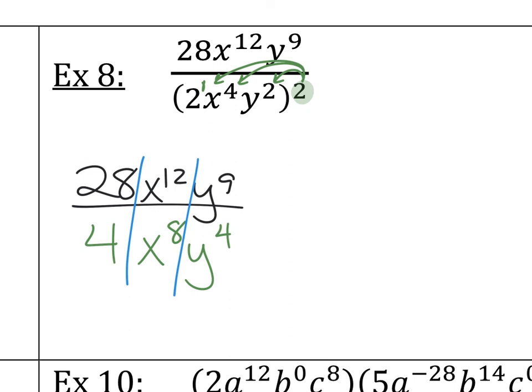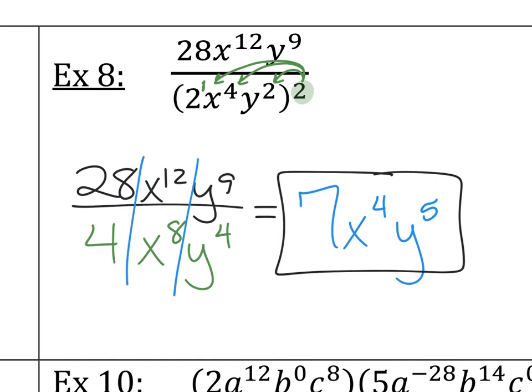28 divided by 4, that's 7. x to the 12th divided by x to the 8th, that's x to the 12 minus 8. What's 12 minus 8? 4. So that's x to the 4th. And then we have y to the 9th divided by y to the 4th, which is y to the 9 minus 4. What is 9 minus 4? 5. That's it. I don't have any negative exponents, so I don't have to clean anything up.